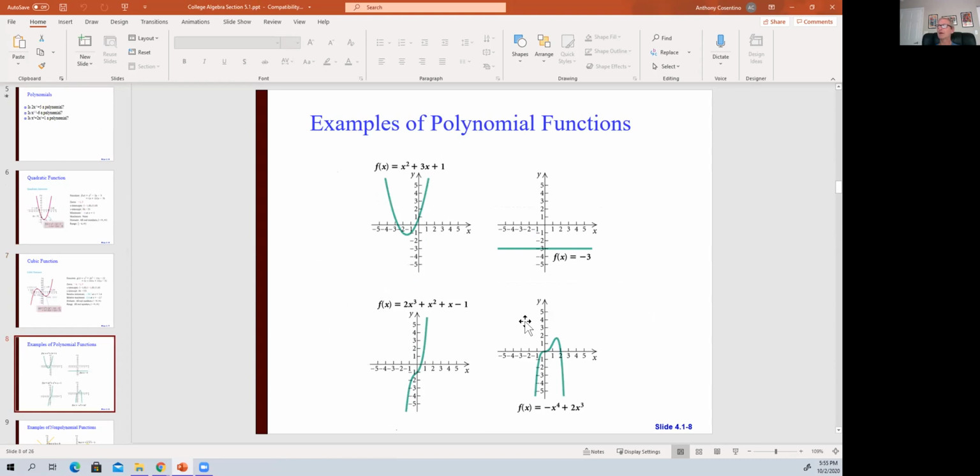So here are some examples of polynomial graphs. Here is a quadratic. Here is a horizontal line, which probably is the simplest one. You can see here is a cubic, x to the third. So the degree of this polynomial would be 3, and the leading term is 2x cubed. Here's an x to the fourth one, and you can see it starts to look a little bit funkier.